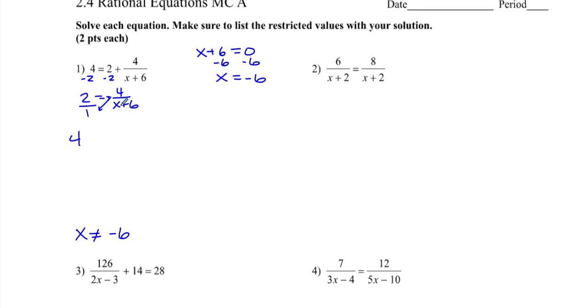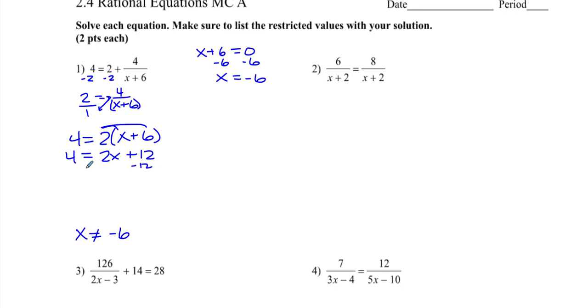Okay, now we got 2 times x plus 6. Remember, if these are two terms, you have to group them. So put that parenthesis around it. We got 2 times x plus 6, and we write it like this. Now we just distribute and solve. So we got 4 equals 2x plus 12.